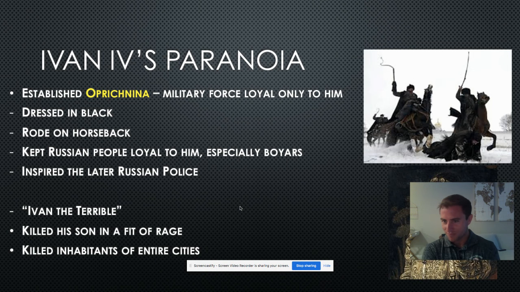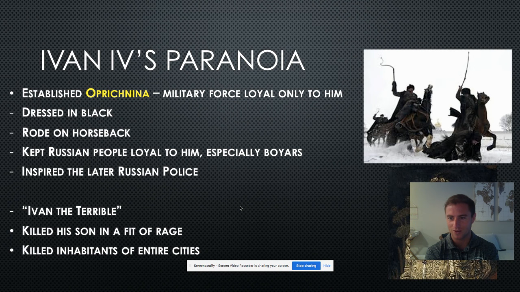Ivan IV, he was great in the ways of expansion. He was great in the way of strengthening the power of the Tsar in Russia. But where he gets his nickname is not for greatness. He isn't called Ivan the Great. He is called Ivan the Terrible. And he's called Ivan the Terrible because of his demeanor, because of his fits of rage that he would get into. He was a very paranoid man.